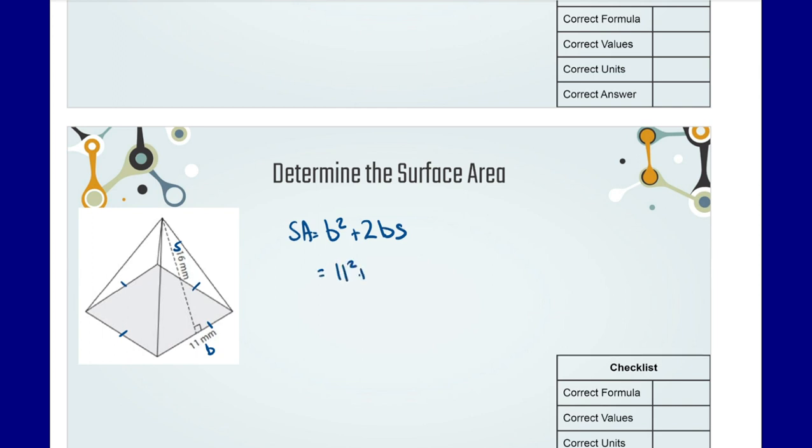So 11 squared plus 2 times 11 times 16, 121 plus 352. We get 473 millimeters squared for the surface area of our square-based pyramid.